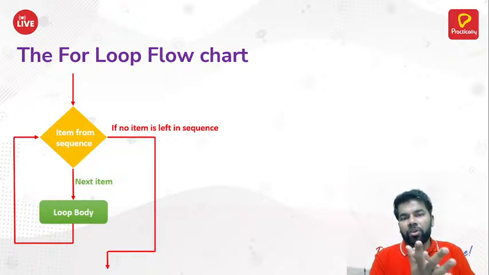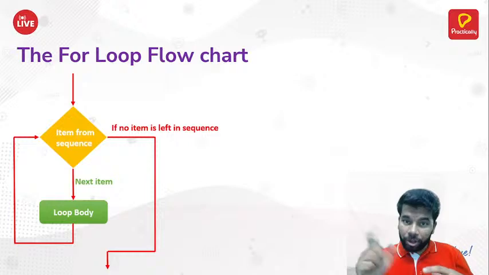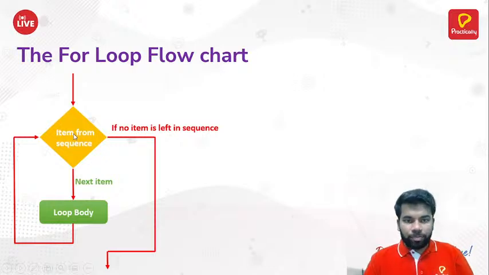Okay, so this is the flowchart of the for loop. Whenever the control reaches the for loop here, first it will check the item from the sequence. We may be asking to print for one time, or in a range, or for a group of items, or for a list data type. It will check what sequence we have given and it will execute that number of times.